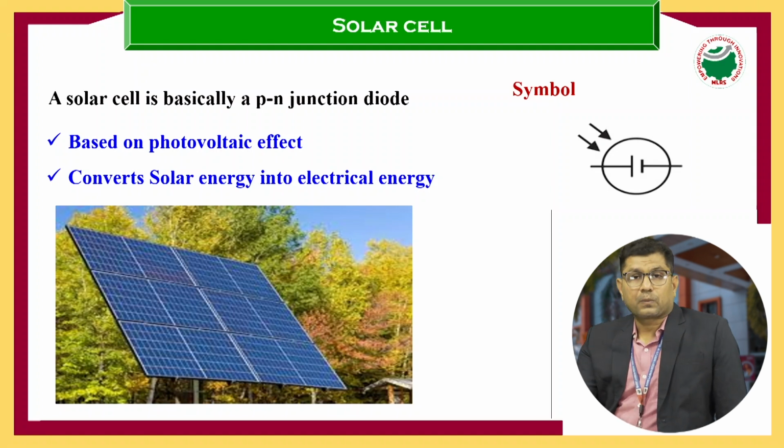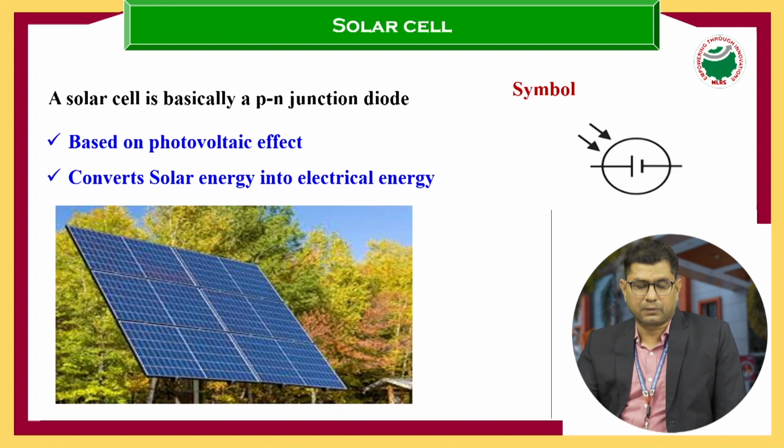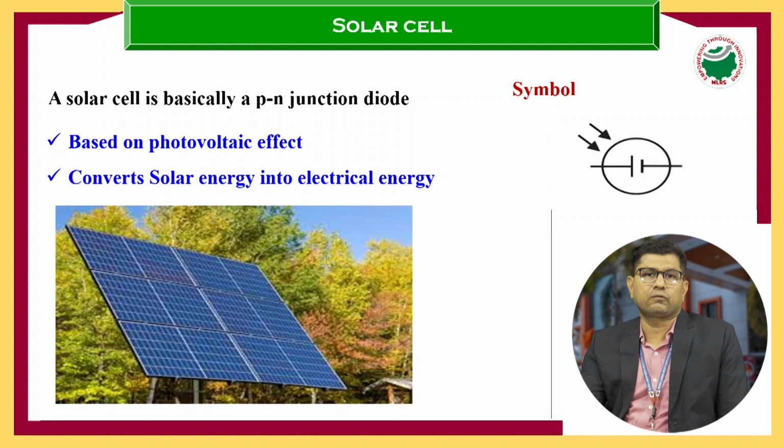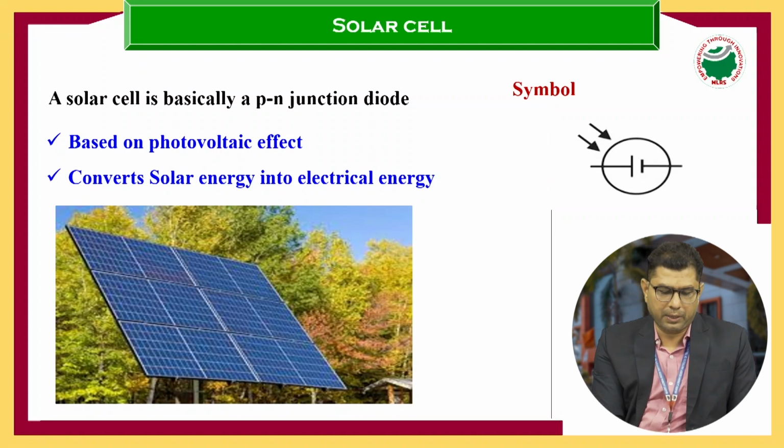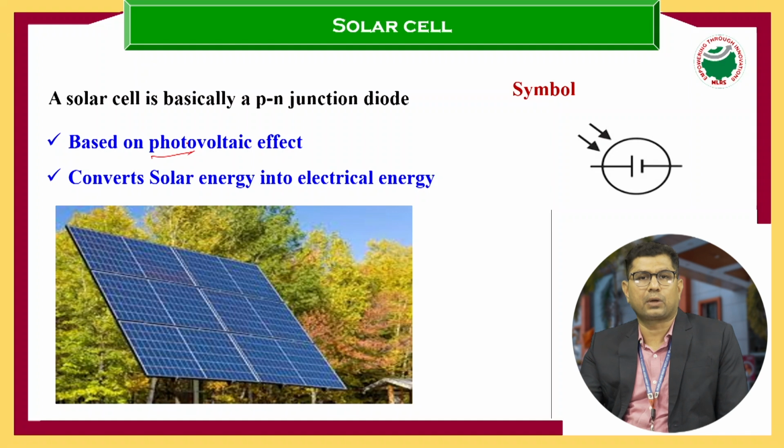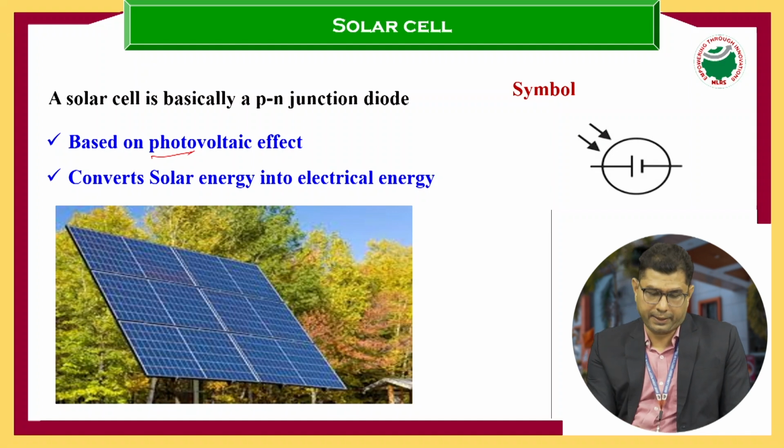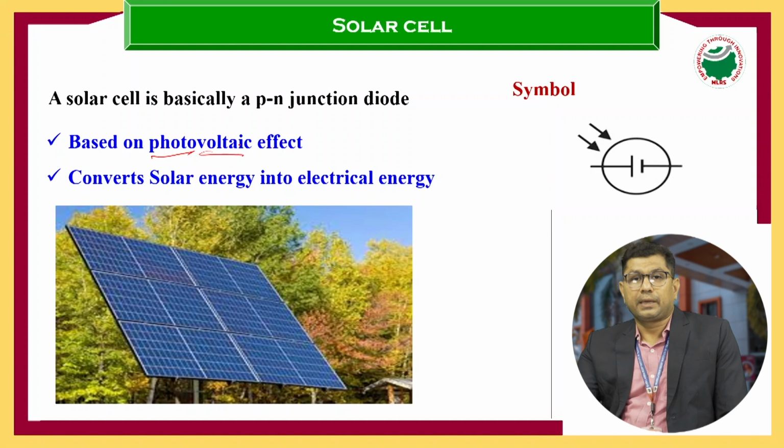First of all, what is the function of a solar cell? Basically, a solar cell converts solar energy into electrical energy. It is based on the photovoltaic effect. In the name only it is there: photons are converted into voltage. So, the solar cell is based on the photovoltaic effect. It converts solar energy into electrical energy.